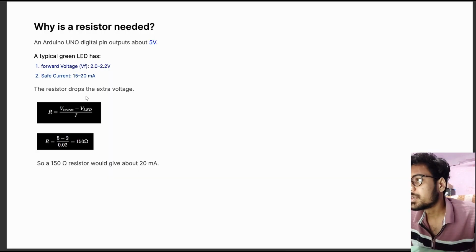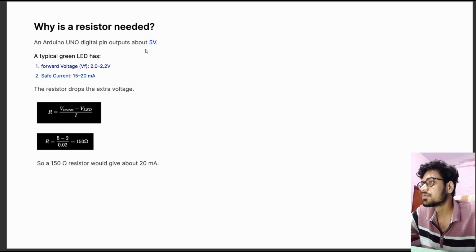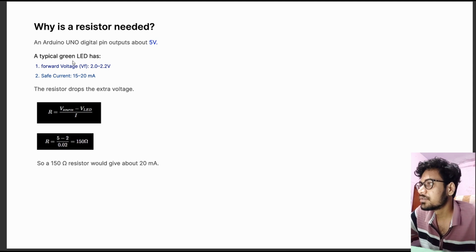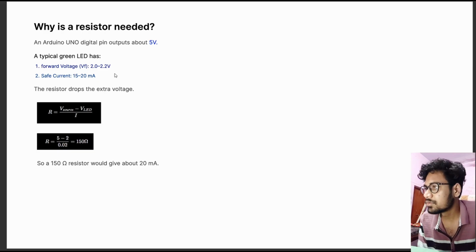Let's see why a resistor is needed. An Arduino Uno digital pin outputs about 5 volts. A typical LED, green or red, has a forward voltage of 2.0 to 2.2 volts. But we have an output of 5 volts. The safe current should be 15 to 20 milliamperes.